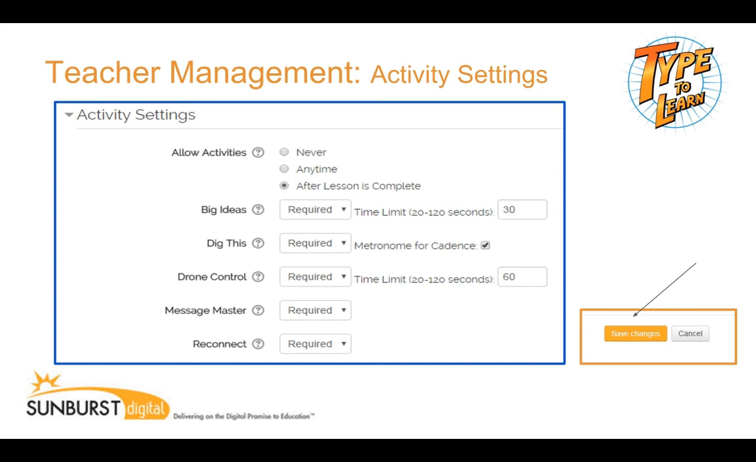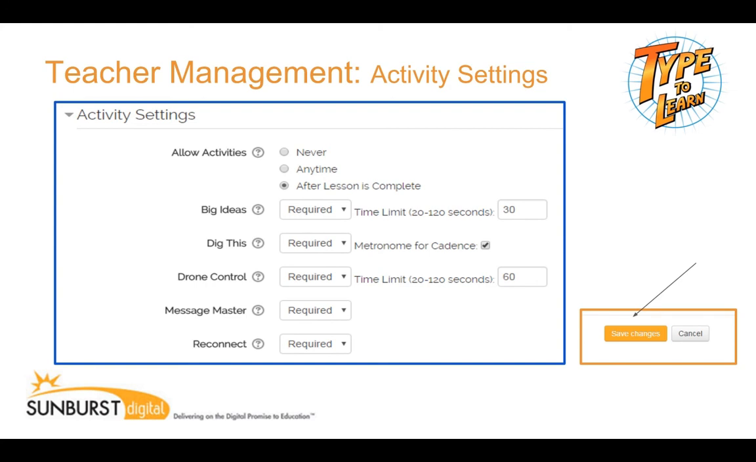The next group of settings is your activity settings. Activity settings give you the ability to limit and allow access to activities. You can turn off all activities, you can allow activities at any time, or you can require that students complete the lesson before the activities are open.